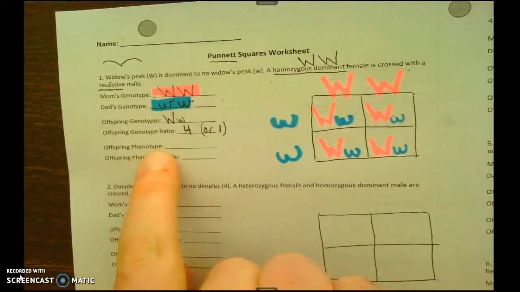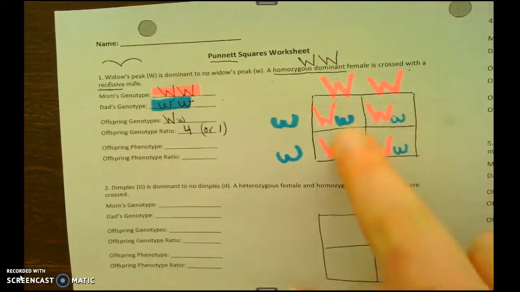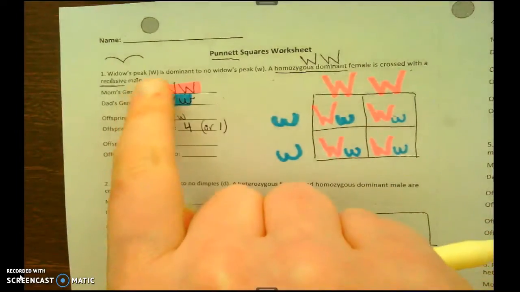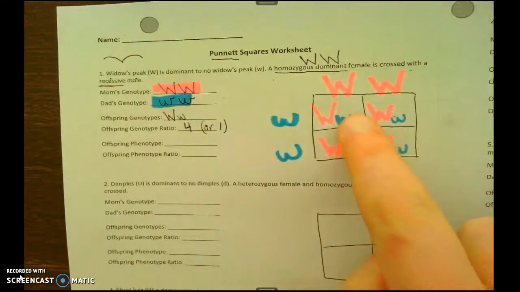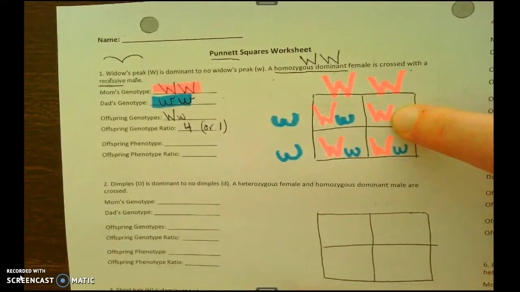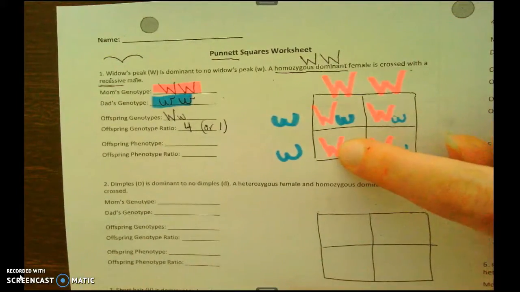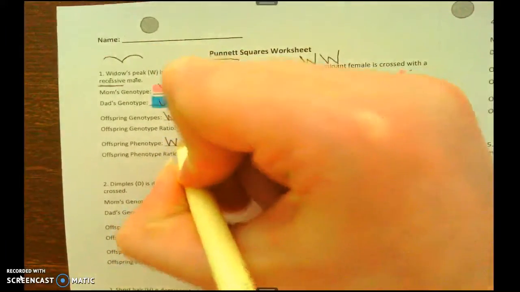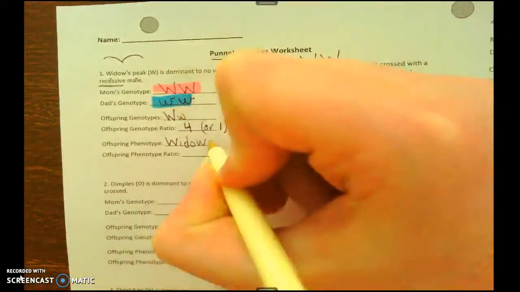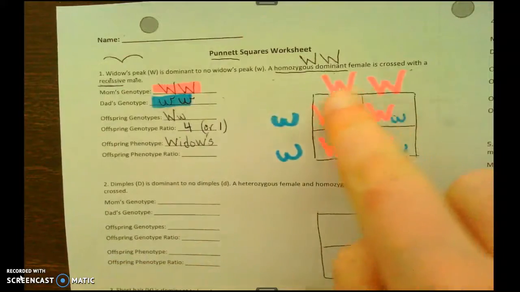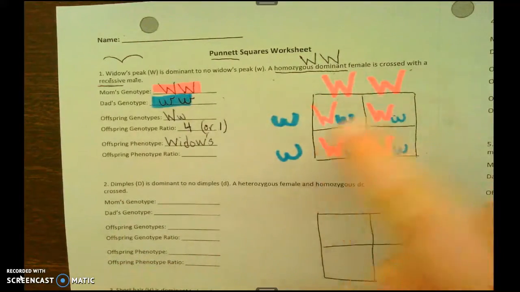And that brings us to our phenotype. So when we're looking at our offspring's phenotype, we have to look at what would we actually see. So remember, if we have a capital letter W, that's going to be the dominant trait, and it's going to hide any lowercase. So this box right here, we're going to have a widow's peak. We have a capital letter that covers the recessive gene, so we have another widow's peak, a widow's peak, and a widow's peak. So all of these phenotypes are widow's peaks. I'm just going to write widow's peaks or widow's peak. And how many of them would we actually see as widow's peak? Well, 1, 2, 3, 4.